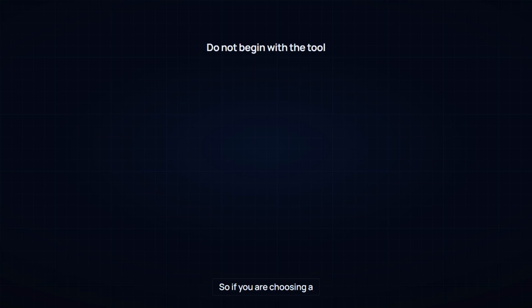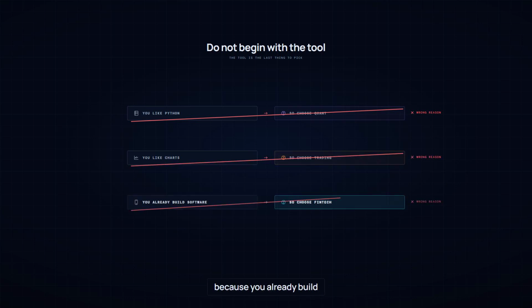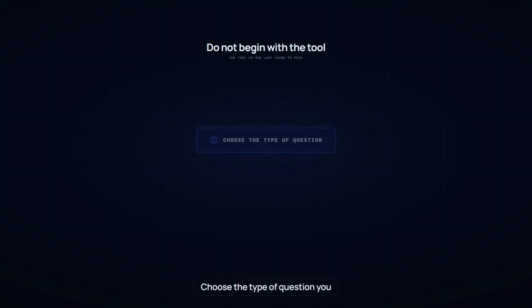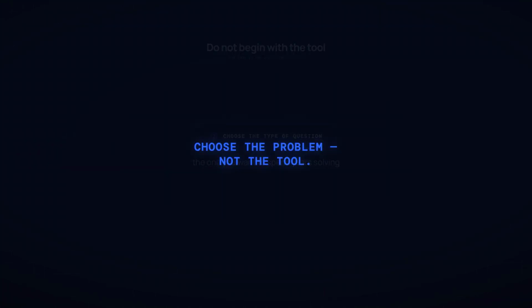So if you are choosing a direction, do not begin with the tool. Do not choose quant only because you like Python. Do not choose trading only because you like charts. Do not choose fintech only because you already build software. Choose the type of question you want to spend years solving.